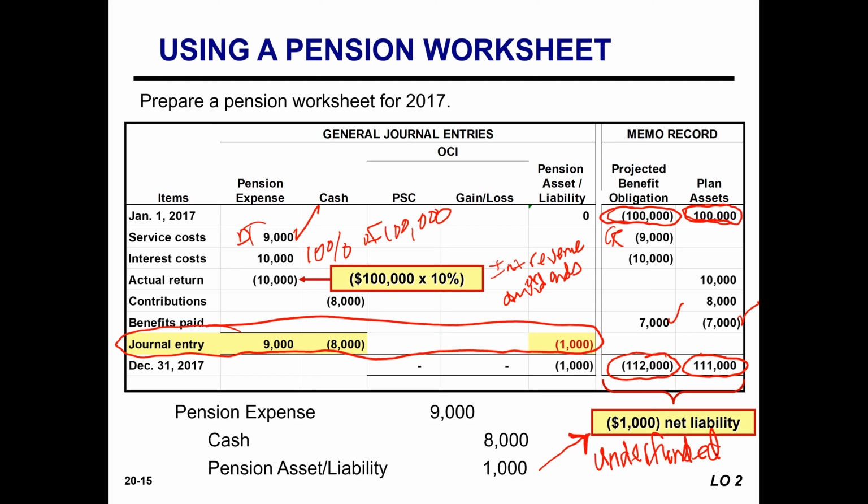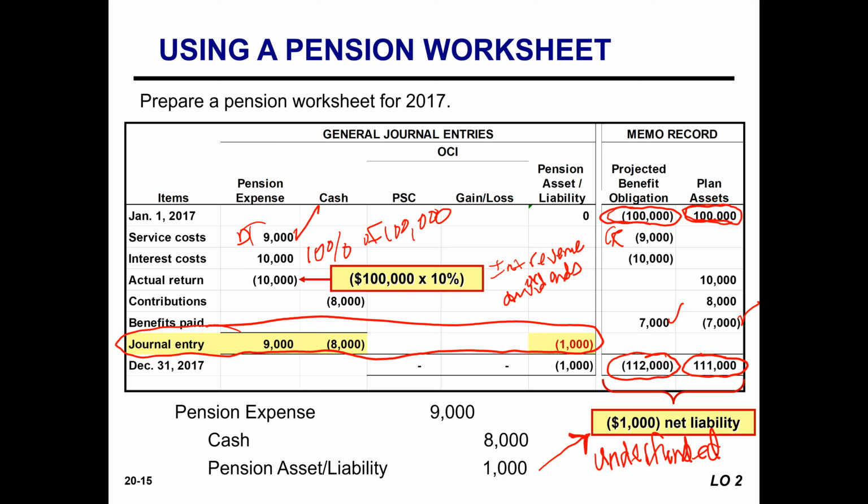So in Group A, we have 40 employees. They're expected to retire at the end of 2018. In Group B, we have 20 employees that are expected to retire in 2019. In Group C, we have 40 employees that are expected to retire in 2020. In Group D, we have 50 employees that are expected to retire in 2021. And then in Group E, we have 20 employees that are expected to retire in 2022.